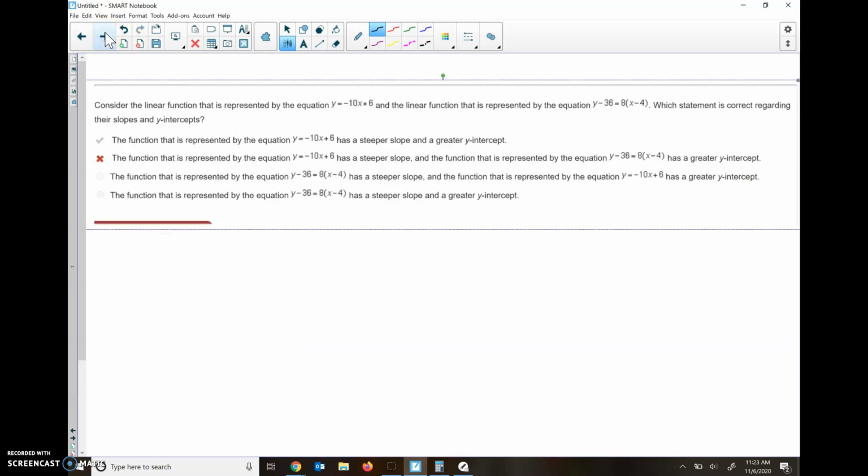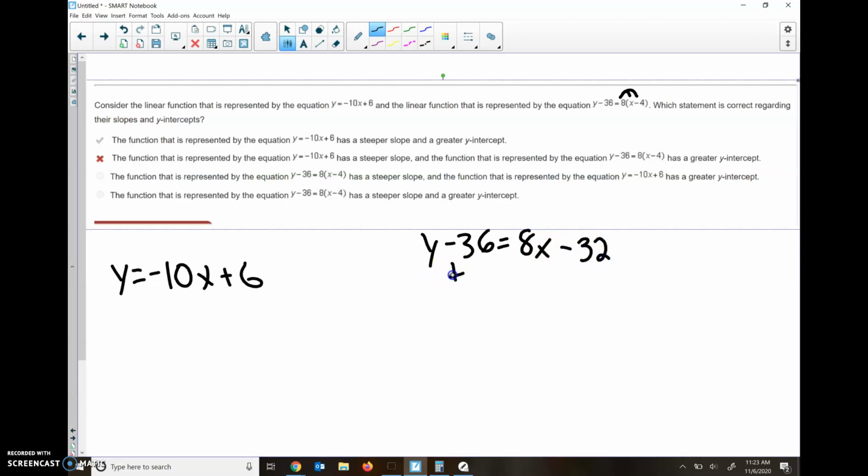Consider the linear function represented by the equation y equals -10x, and the linear function of the equation y minus 36 equals 8(x minus 4). Which statement is correct regarding their slopes and y-intercepts? All right, so first let's make them both into slope-intercept form. So y equals 10x plus 6. And this other one, let me distribute the 8 here. So I get y minus 36 equals 8x minus 32. I'm going to add 36 to both sides. Okay, so y equals 8x plus 4.